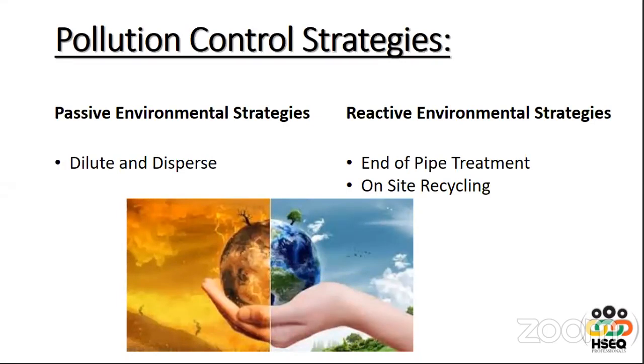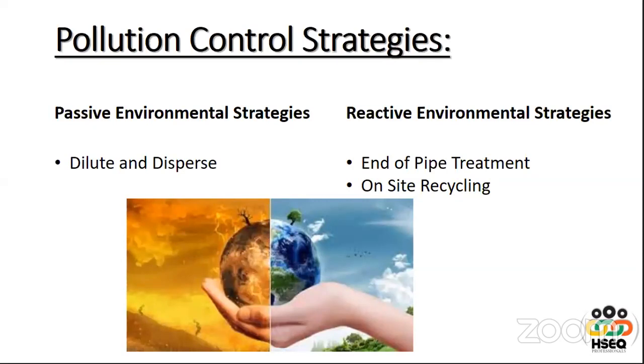Different environmental strategies include passive environmental strategies, which includes dilute and disperse. This environmental strategy was famous in the 1970s, and even many organizations follow these practices today, but it is considered to be unethical and illegal in many cultures now. Number two is reactive environmental strategies. These are end-of-pipe treatments and on-site recycling.